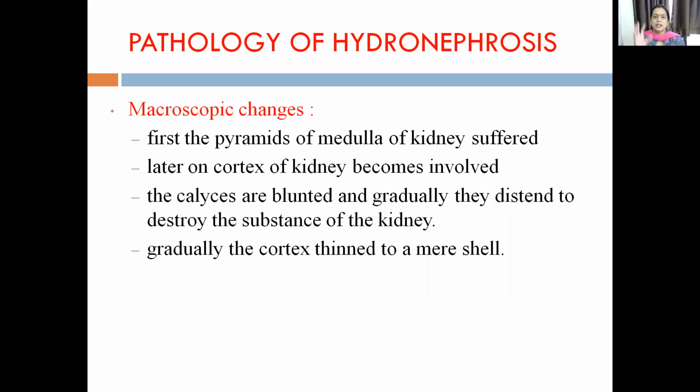What happens initially, anything which is blowing out, the initial thing occurs at the neck, right? So the same thing happens here with the pyramids of the medulla. The kidney gets affected, then later the cortex gets involved, and finally the cortex gets thinned out, and because of that the calyces are blunted.